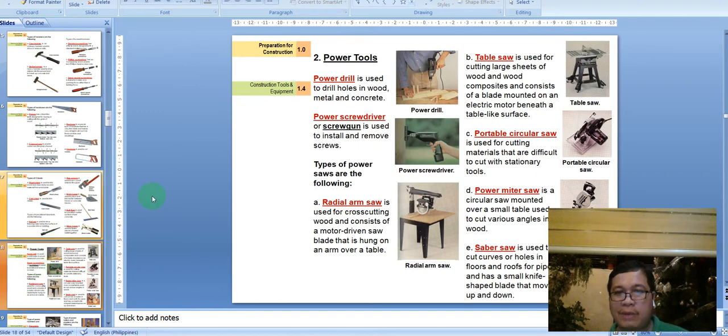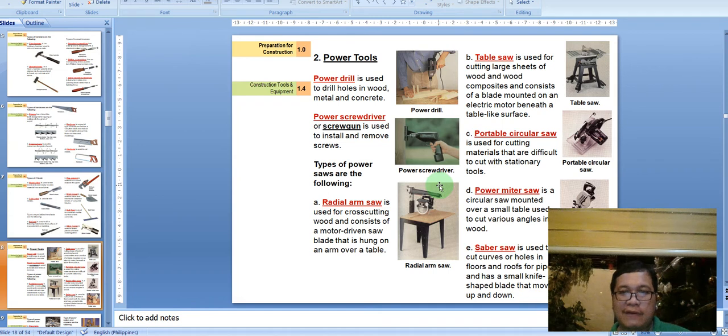Okay, so power tools, class. This is something that when you already practice, please invest because it's going to save you a lot of time. It's going to make your work more efficient and accurate. One is the power drill, which is used to drill holes in wood, metal, and concrete. Then you have the power screwdriver, which is used to install and remove screws. Then you have the types of power saws: radial arm saw, the table saw, portable circular saw, then the miter saw, and then the saber saw.